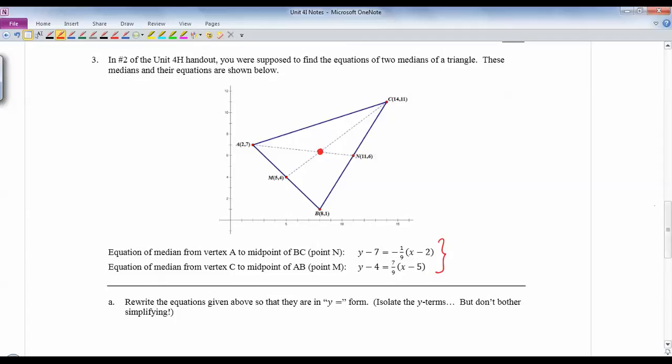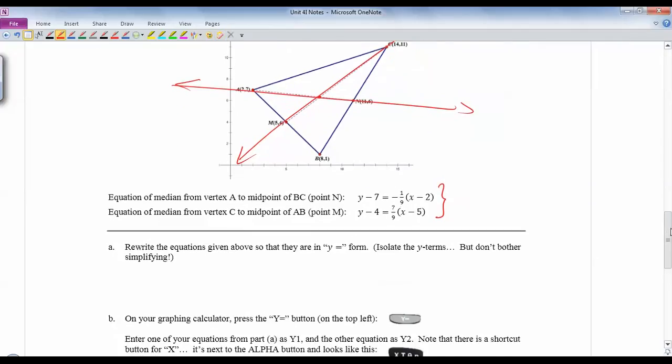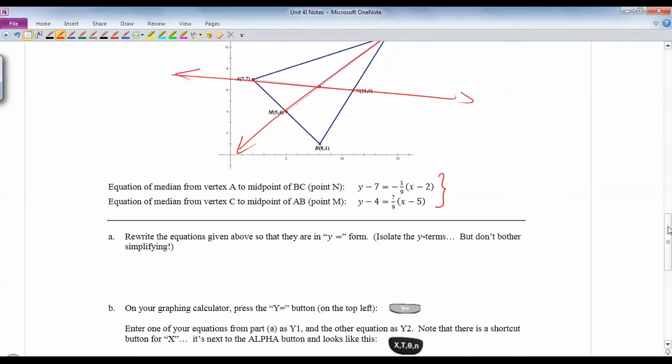So what we're going to do is graph this line right here, although the calculator won't know that it ends, so it'll graph the whole line. And then we're going to graph this line right here. Because we have their equations, we'll graph them on the calculator, and then we'll tell the calculator to find that point right there. So the first step is we got to write the equations so they're in y equals form.